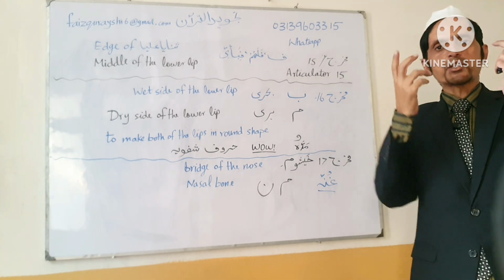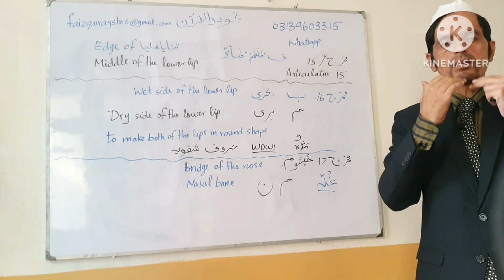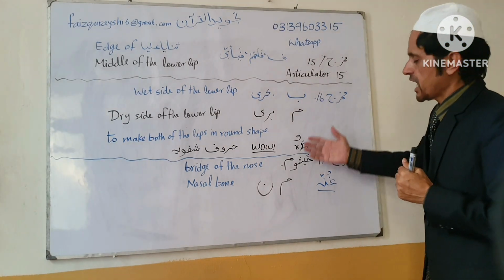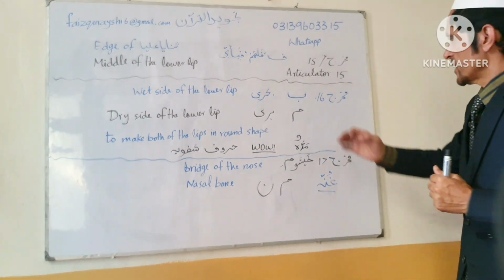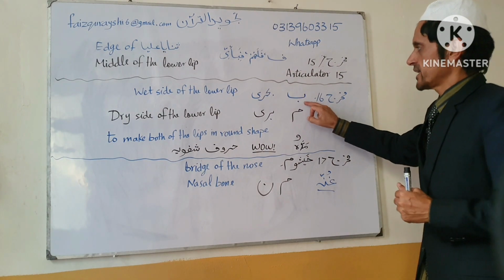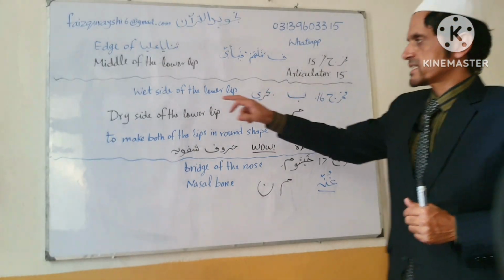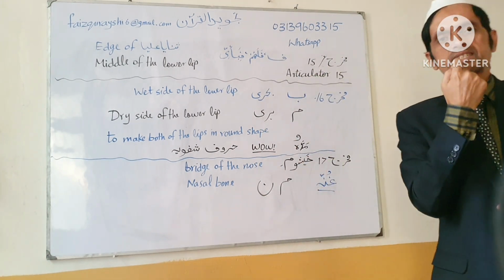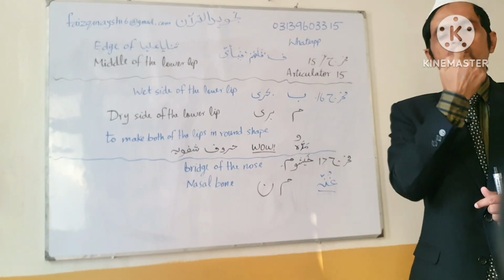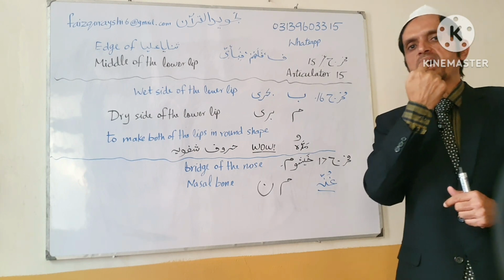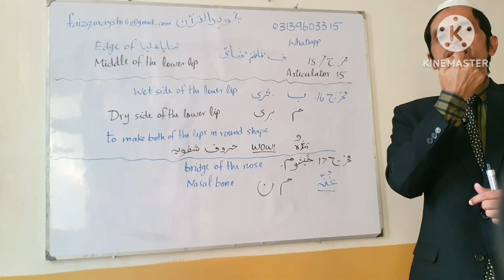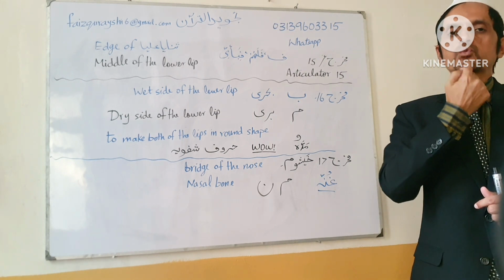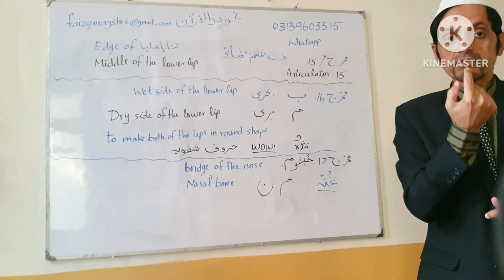Makharaj or articulation is the same, for example both lips, but then they have a little bit of difference. For example, when we articulate ba, so ba is articulated now. Before this, look at your lip, and your lip is composed of two parts. One part inside, that is wet, and the other part which is outside, this is dry.